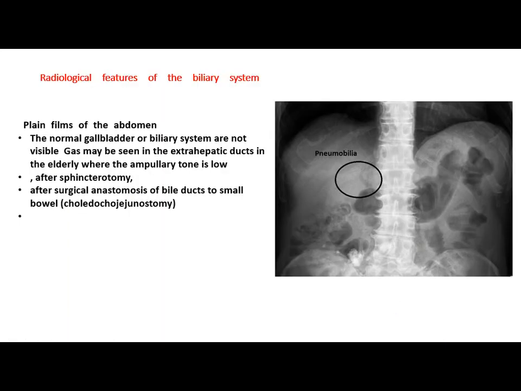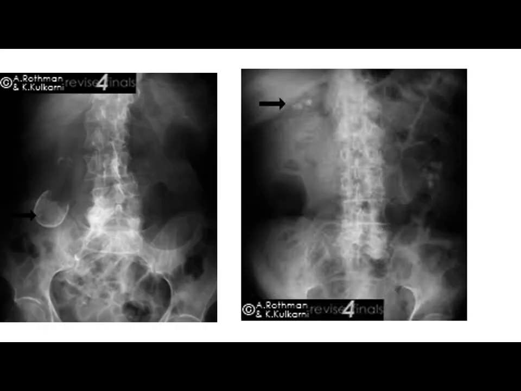Radiological features of the biliary system. We don't see the gallbladder on the abdominal X-ray, except when there is pneumobilia, air in the gallbladder, which happens after sphincterectomy, removal of the sphincter, and in the elderly where ampullary tone is low. It also occurs after surgical anastomosis of the bile duct to the small bowel, choledochoduodenostomy. This is pneumobilia. We can also see it when there is calcification or a gallbladder stone, but normally it does not appear.